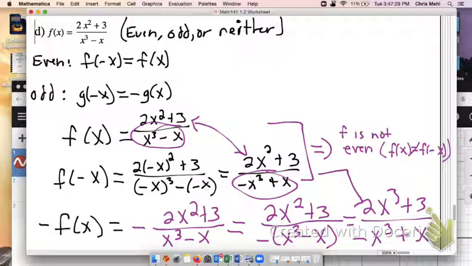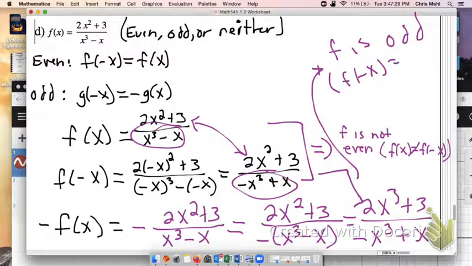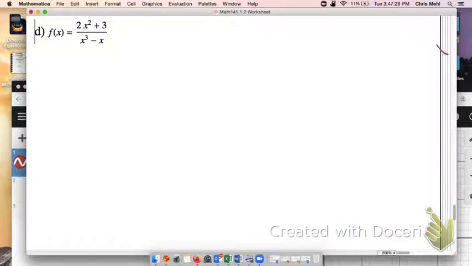Okay, I've run out of room. Let me come up here. That implies that f is odd. Okay, I just showed that f of minus x is the same as negative f of x.